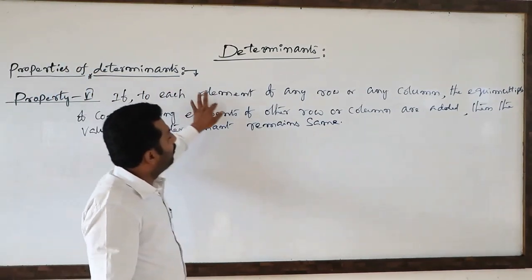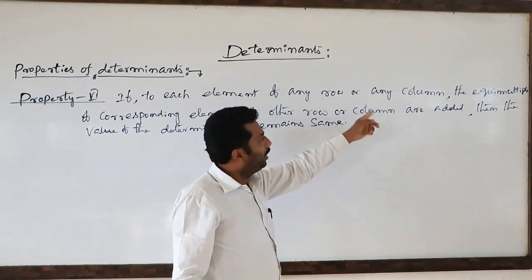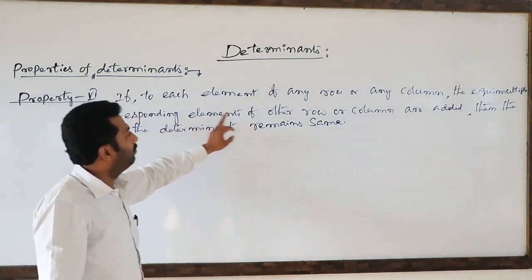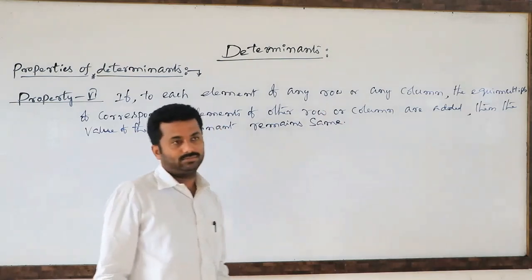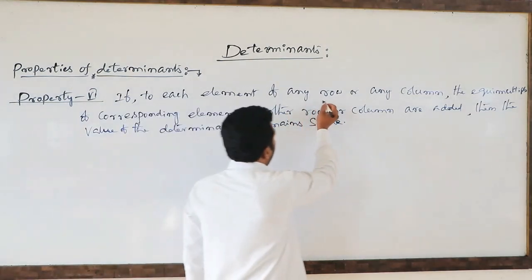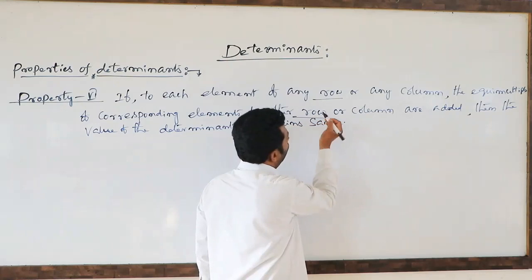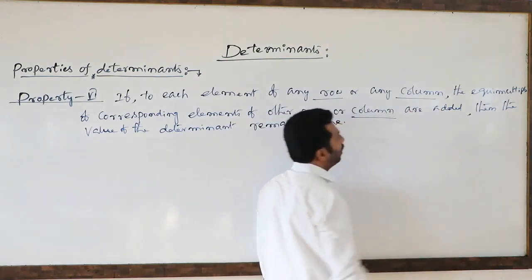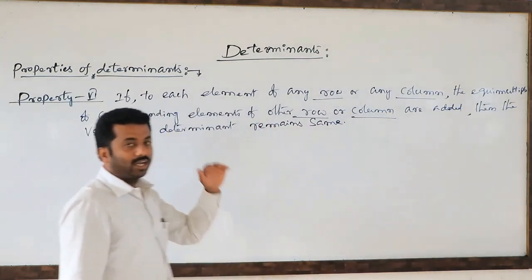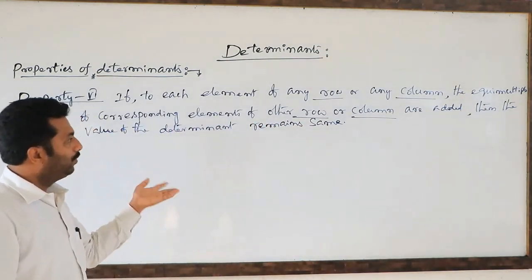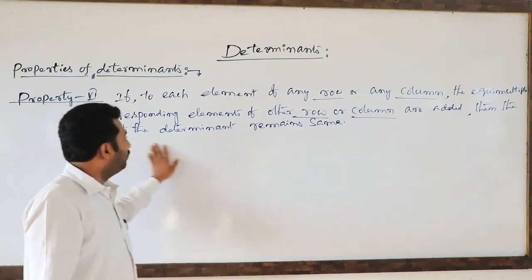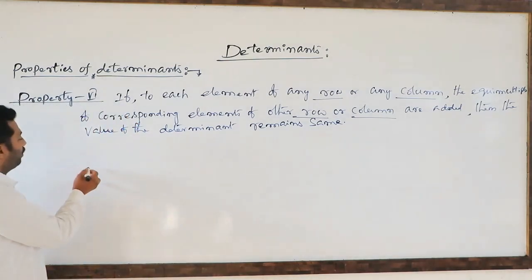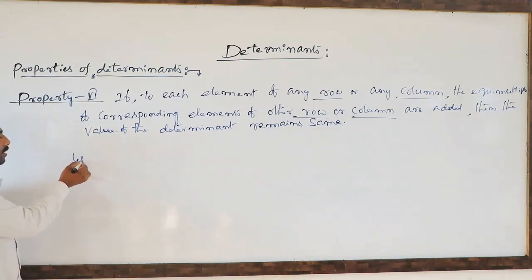If to each element of any row or any column, the equal multiples of the corresponding elements of another row or another column are added, then the value of the determinant remains the same. If you take a row, here also you have to take a row. If you take a column, here also you have to take a column. One example, I will take an explanation.